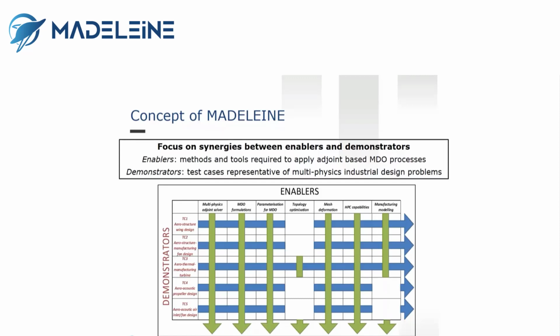So for these 5 test cases, the first one is aerostructure wing design, with 2 configurations, a long-range aircraft configuration and a business jet configuration. Test case number 2 is aerostructure manufacturing fan design of a low-pressure fan. Test case number 3 is aerothermal manufacturing for turbine blades. Number 4 is aeroacoustic propeller design. And number 5 is coupled aeroacoustics, air inlet, and fan design. I will say a few words about them in the next slide.